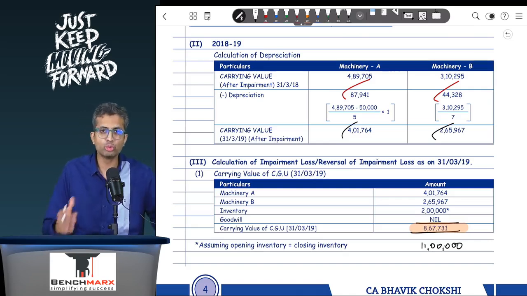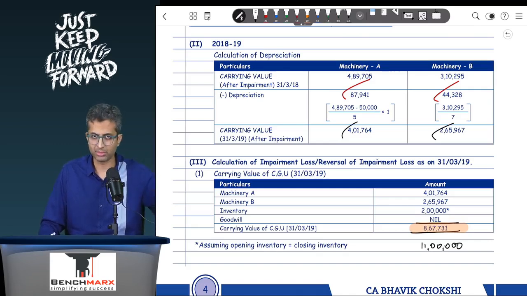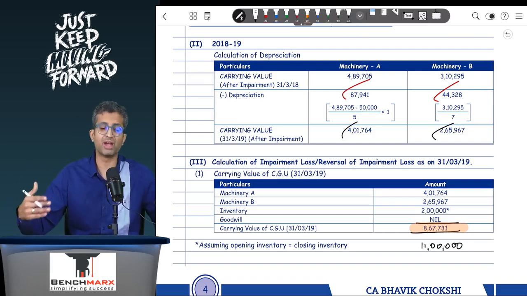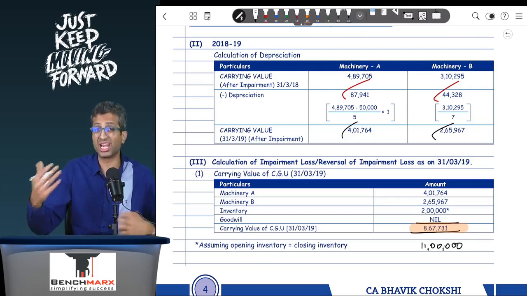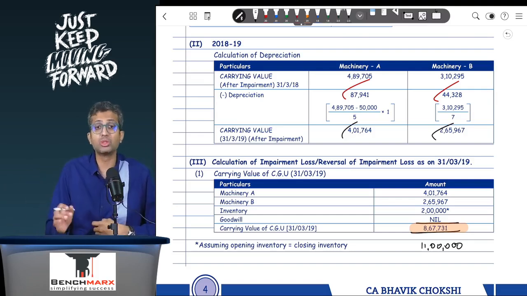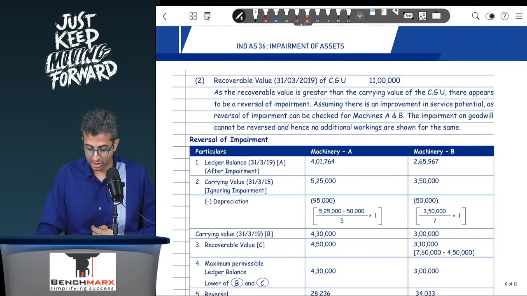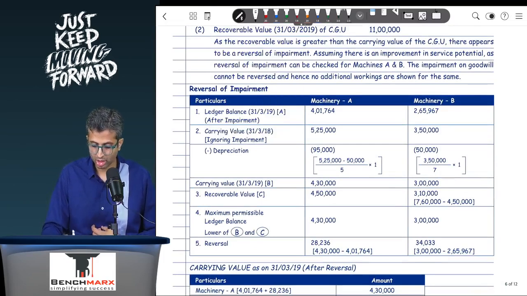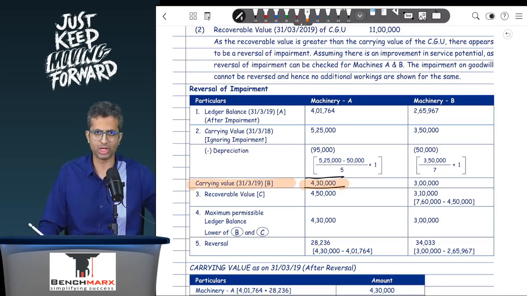So when you go to machinery A, you first try to find what will be the carrying value had there been no impairment. Had there been no impairment, machinery A would be at 5,25,000. Now this 5,25,000 you would depreciate by 1 more year. So 5,25,000 minus 50 divided by the remaining 5 years, that will give you another 95,000 of depreciation, and hence you will come down to, let us say, 4,30,000. So had there been no impairment working, your carrying value would come down to 4,30,000.